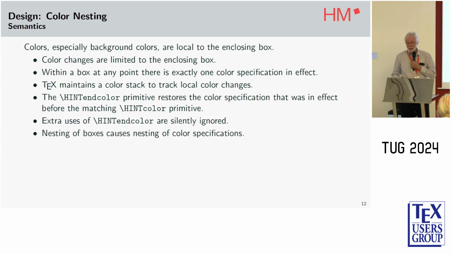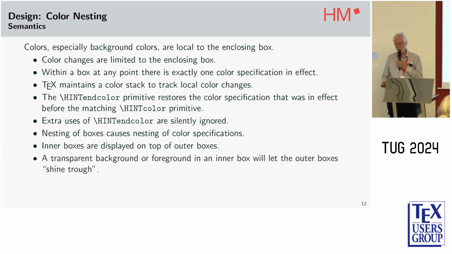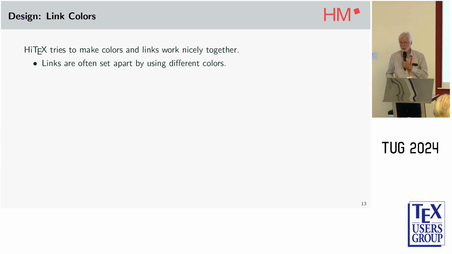Nesting of boxes causes nesting of color specifications. That means inner boxes are displayed on top of outer boxes. So if you have an inner box with an opaque background color or opaque color, they hide the outer box behind it. And if you have a transparent background, you will see the outer box or its background through the inner box. So they shine through. We will see examples. Yeah, and opaque hides it.